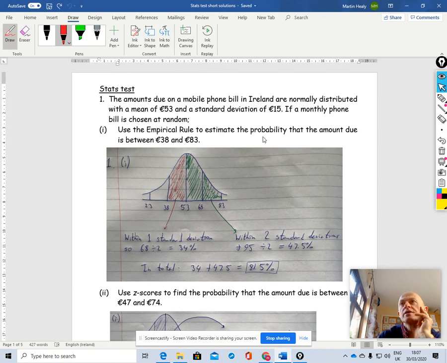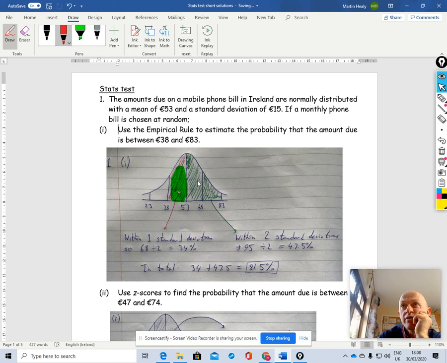to find the probability that the amount due is between 38 and 83. Now, if you do a little sketch of that, you will notice that we're in this region here. That is one standard deviation below. Now, typically, 68% is within one standard deviation of the mean on either side. So if you split that in two, that means that region there is 34%.